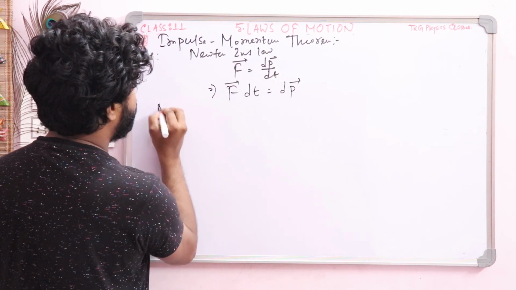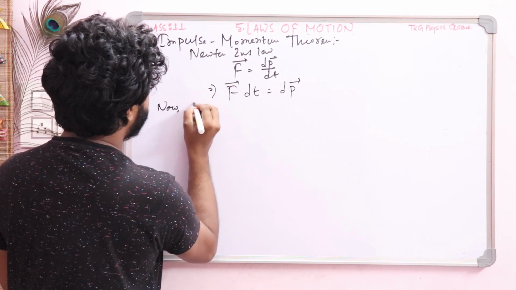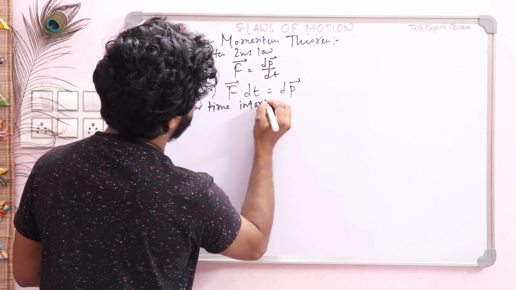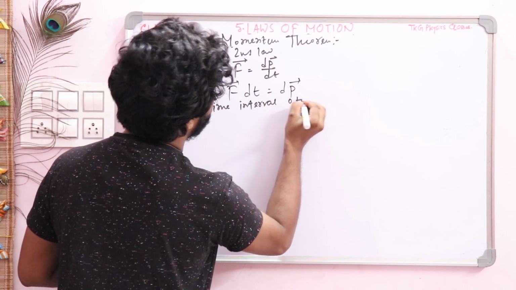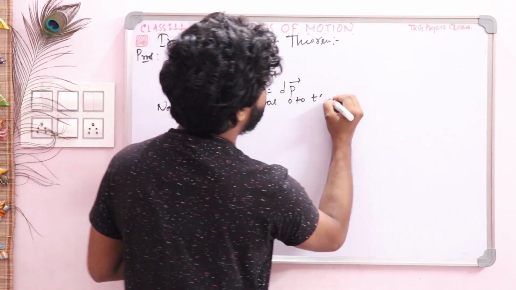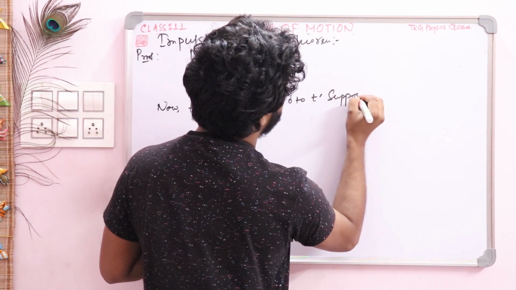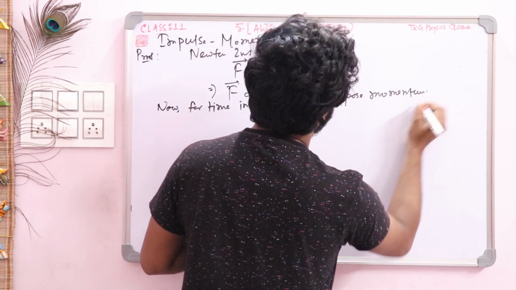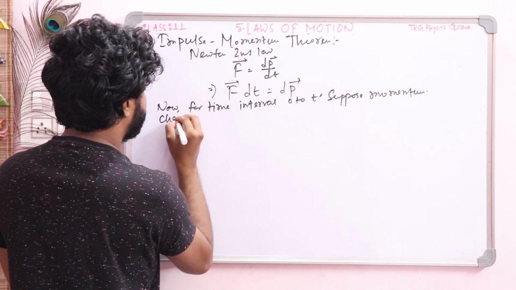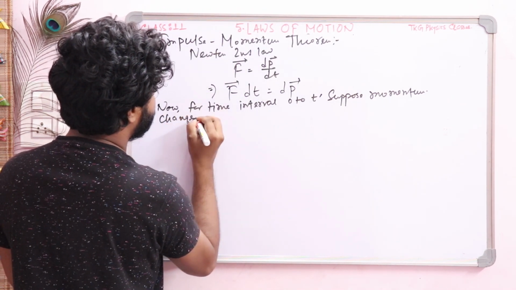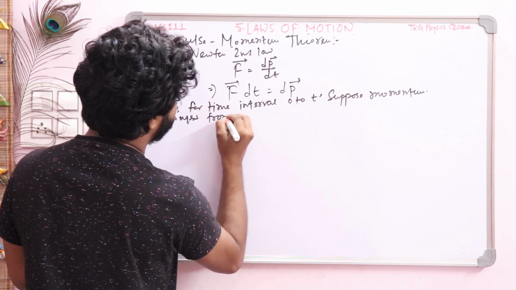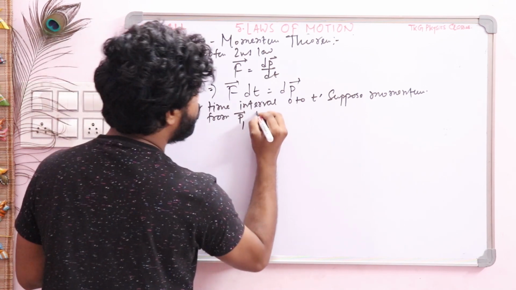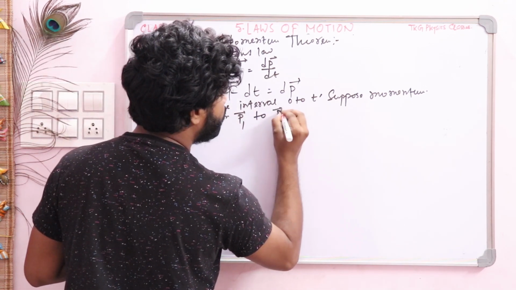Now for time interval 0 to t, suppose momentum changes from p1, that means at time 0 momentum is p1, to p2 when time is t.